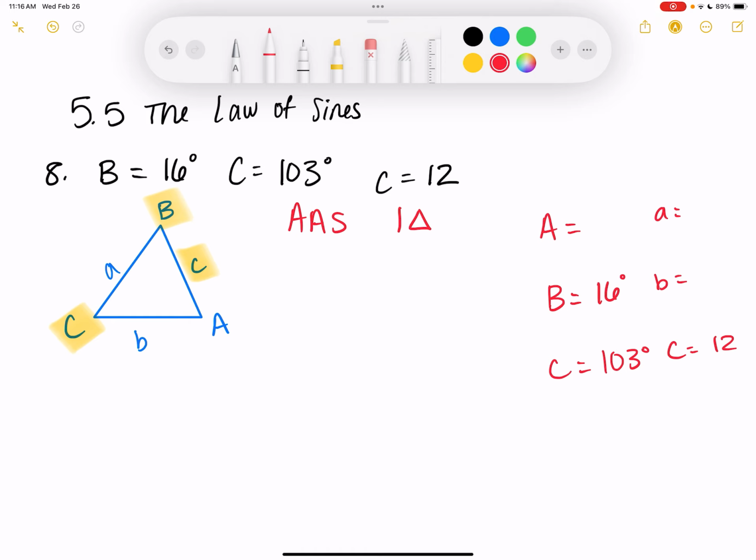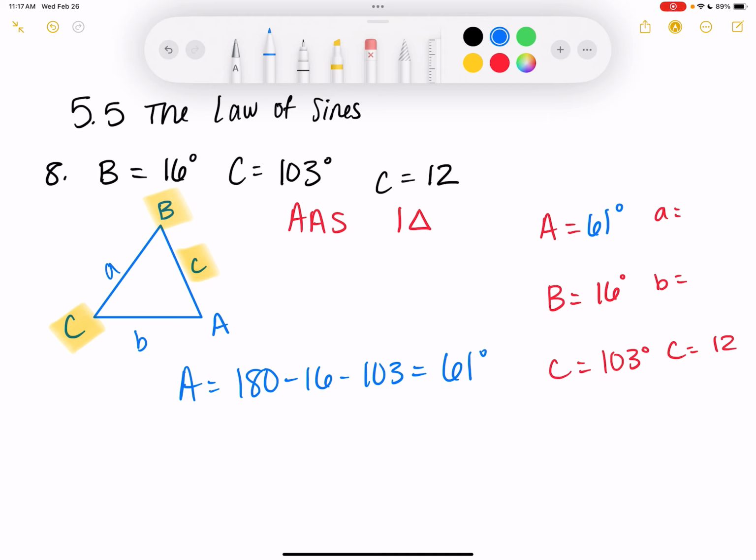So what would be the easiest thing to find right now? Angle A. How many degrees are in a triangle? 180, so I'm going to do 180 minus 16 minus 103. Somebody can tell me what that's equal to. What? So 61 degrees is angle A. So now I can solve for the other 2 sides.